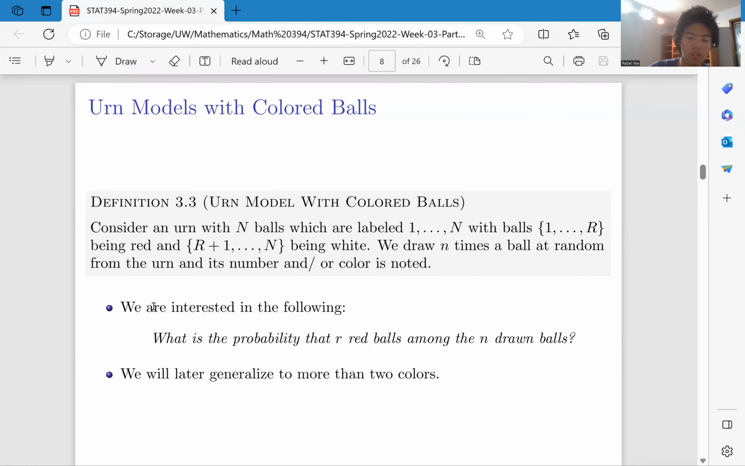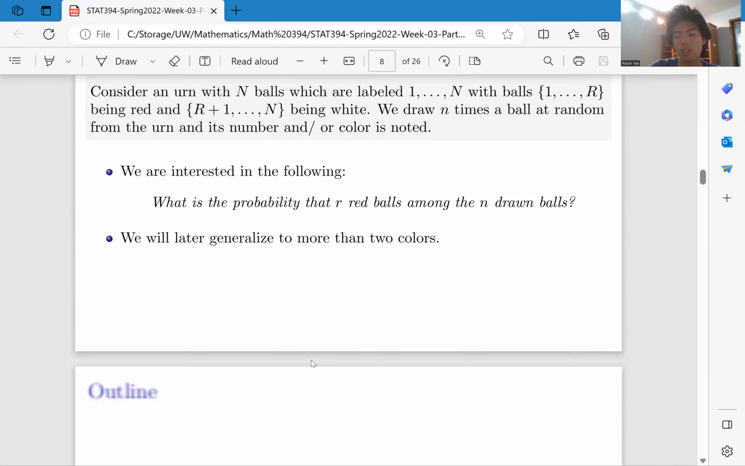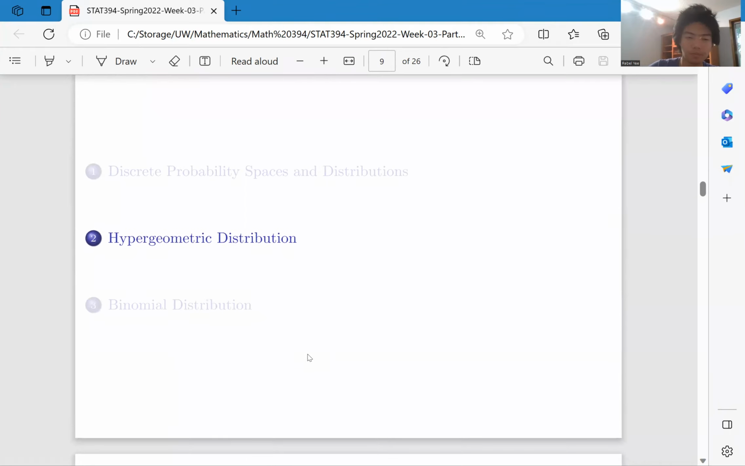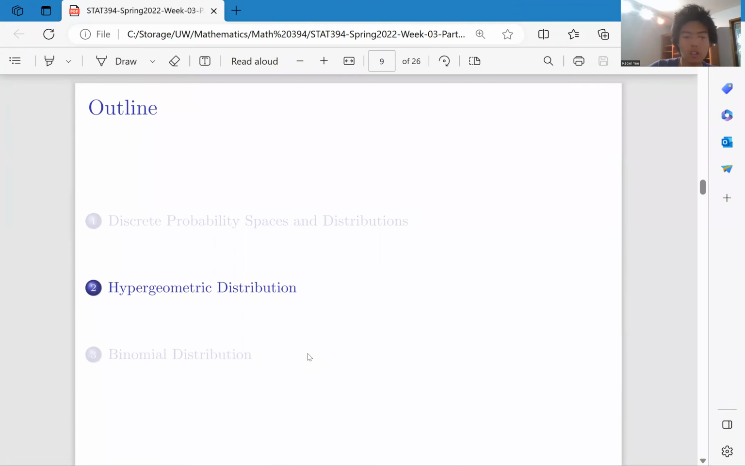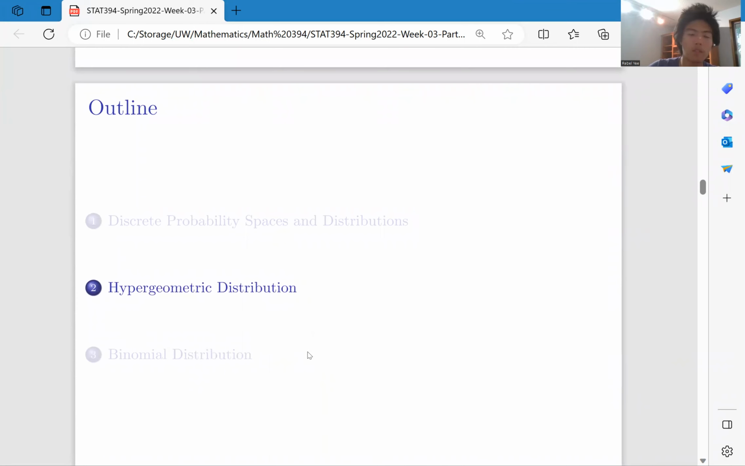This only has 2 color balls in this question, but in later concepts we'll generalize 2 colors into more colors, like 3 colors, 4 colors, into infinite colors. And first we'll talk about one famous distribution, that is the hypergeometric distribution.